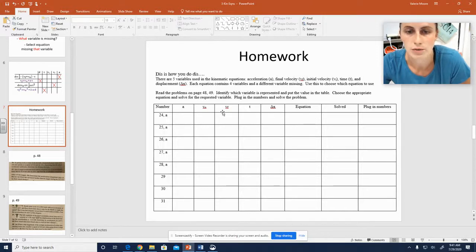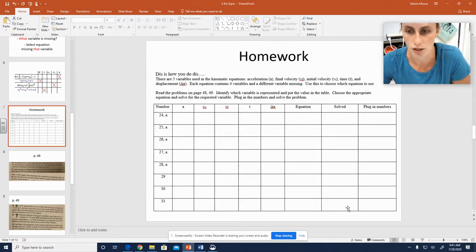Based on the variables that you do and do not have, you'll write down the equation. You know what equation to write here. What I'd like you to do is fill in all of the variables first and select all of the equations first. Once you've done that, then you're going to solve for the variable if needed over here. You will not need to solve for all of them, only a few of them.